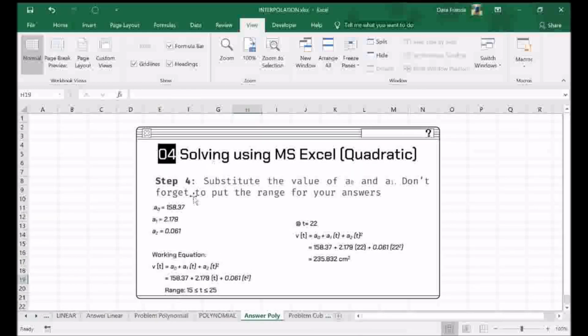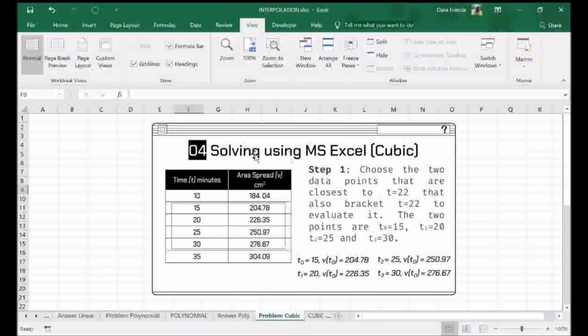As you can see here, I just substituted the values of A0, A1, and A2 into our working equation. And don't forget again about the range, since we used a lower value for this quadratic one than 20. So the lowest value I have for t is 15, the t in the middle, and the highest value is t25. So at t22, I just substituted the values and computed 235.832 square centimeters.